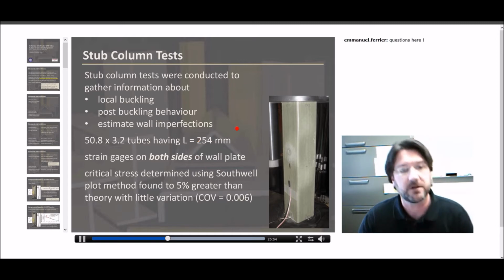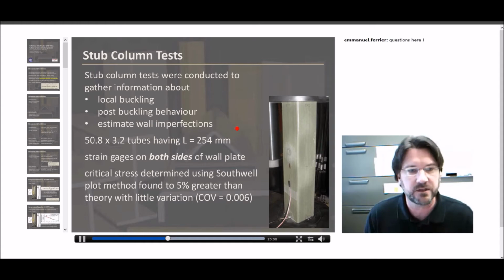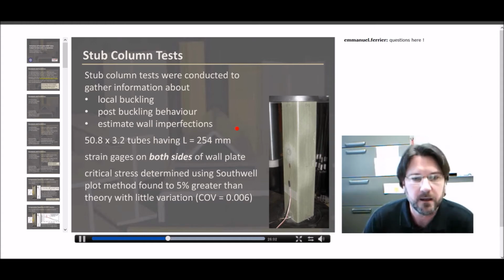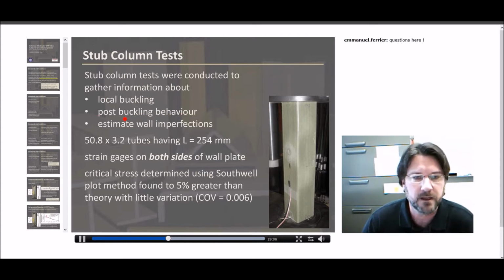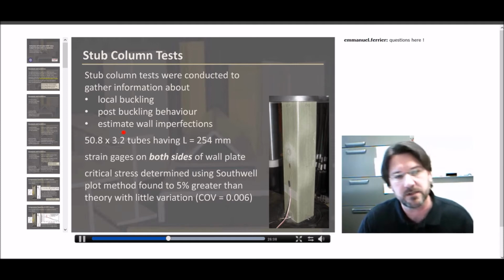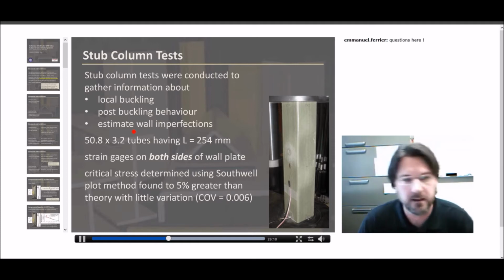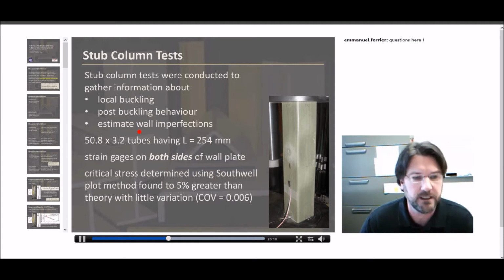We started out looking at stub tests, very short column tests. We need to understand local buckling as separate from global buckling or Euler buckling. So we test some very short specimens, interested in what the post-buckling behavior is, and this is also a manner by which we can estimate the wall imperfections, which we're going to need to calculate our buckling coefficients.